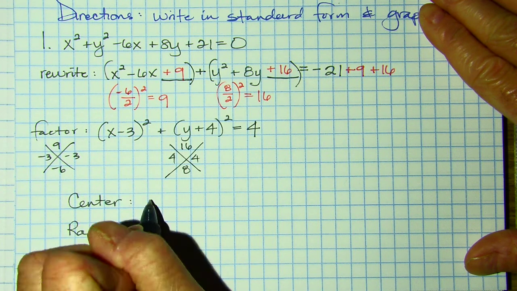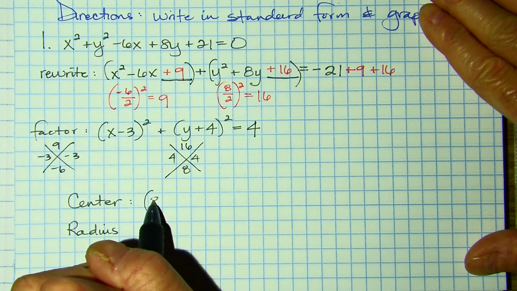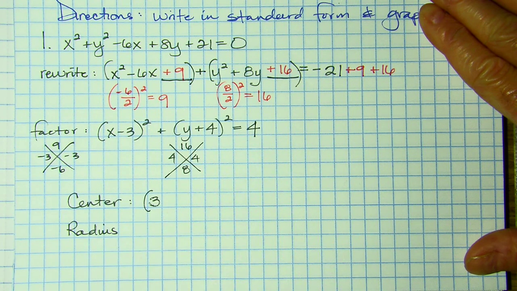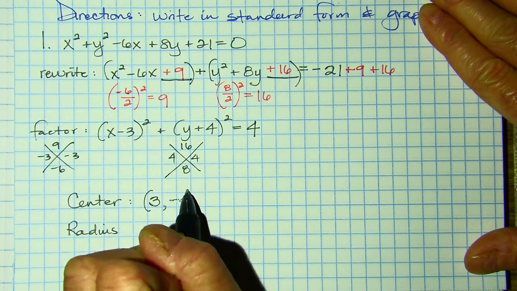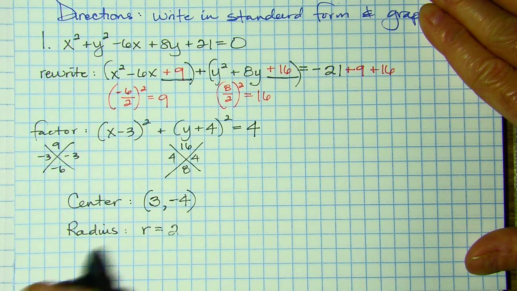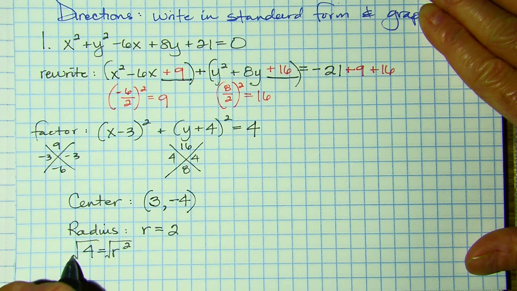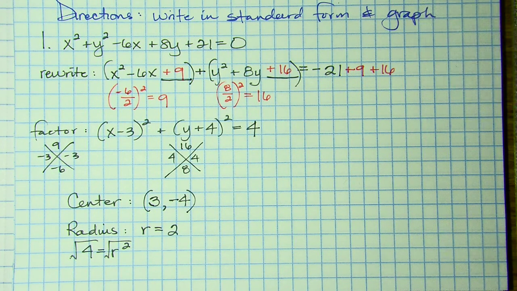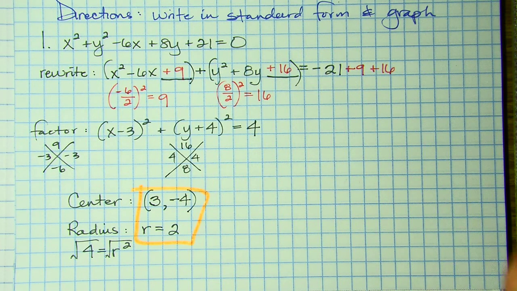So my center, if this is x minus 3, then my x value is positive 3. If this is y plus 4, my y value is negative 4. My radius is 2 because 4 represents r squared, so I have to take the square root. So using this information, we're going to graph.